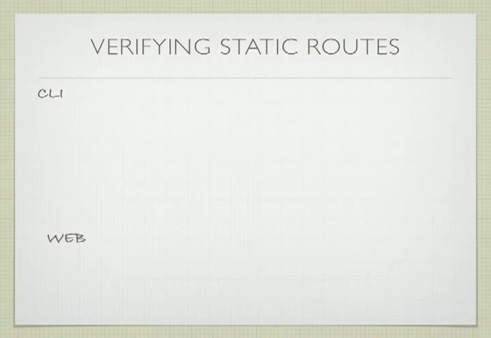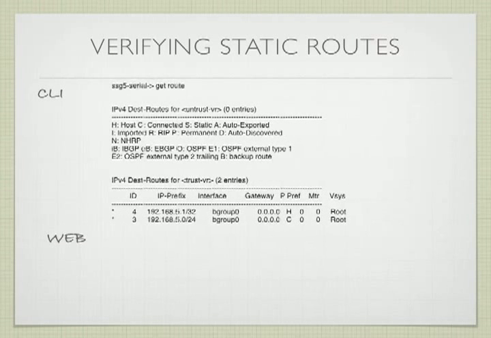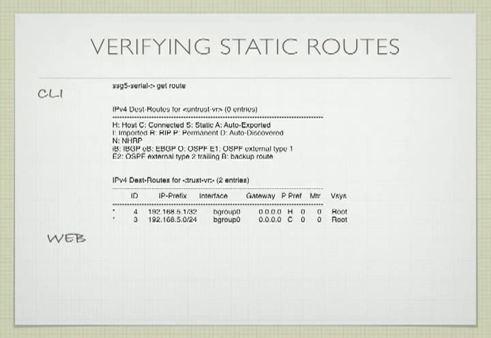To take a look at what's in the static routes in the routing table on the CLI, we're going to use the keyword route. So get route will bring back the routing table on the device. So this is a sample routing table for the same device we just saw in the previous slide. It has that bgroup 0 at 192.168.5.1. And it does give you that nice little description at the top on what the meaning of where the routes are coming from are.